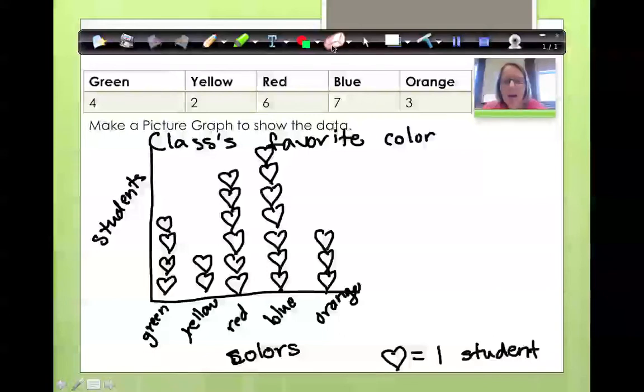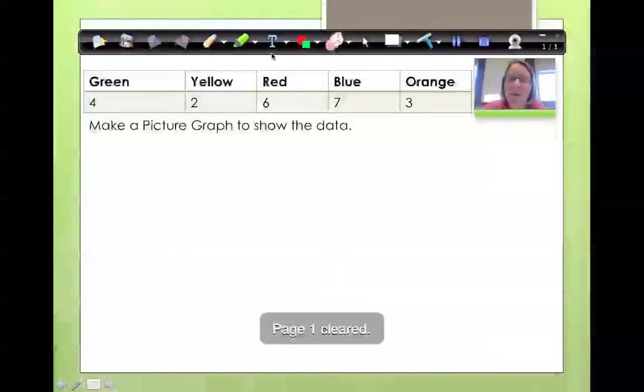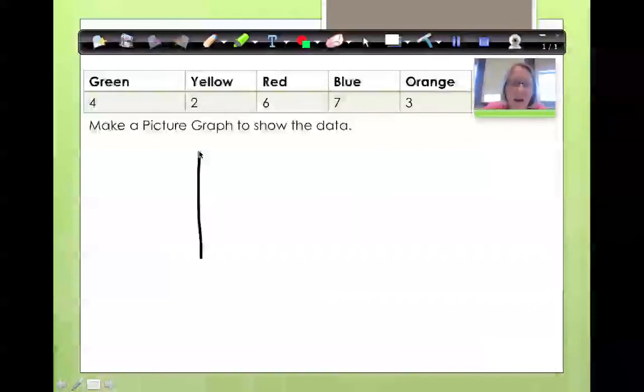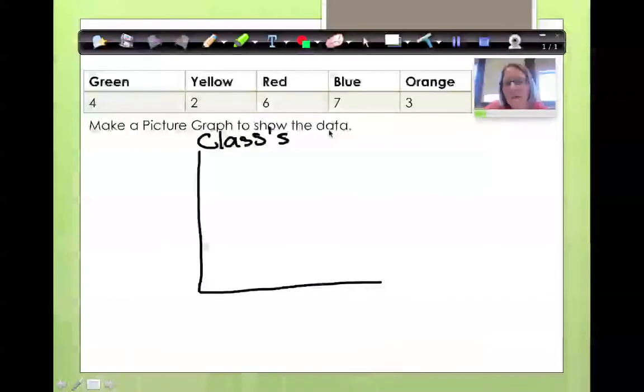Okay, now I'm going to do this again, and we're going to start a fresh graph because I want you to have a second graph on your notes. Normally I wouldn't, but I want you to have a fresh graph on your notes. So we're going to make the same graph again. Class's favorite color. We're going to do one thing different. Here's our title.